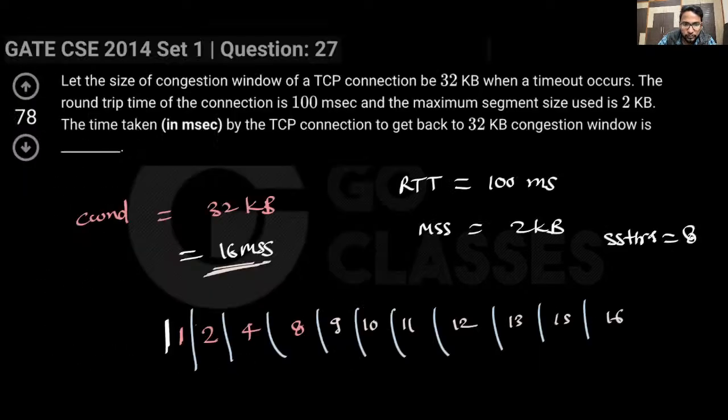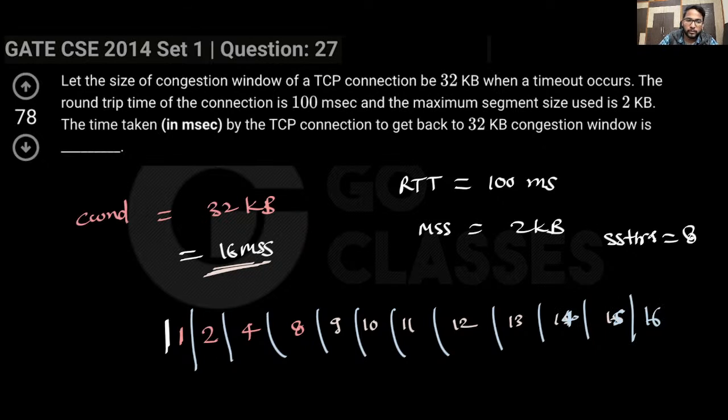Where am I missing? 1, 2, 4, 5, 6, 7, 8, 9, 10. Okay, so I'm missing one count. You start with 1, then go to 2, then 4, then 8, and since you reach the threshold, you then go to 9, 10, 11. Okay, number 14 is missing here.